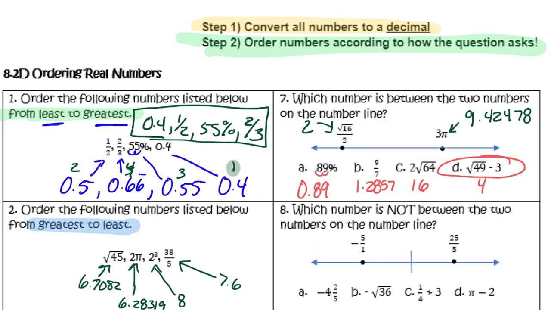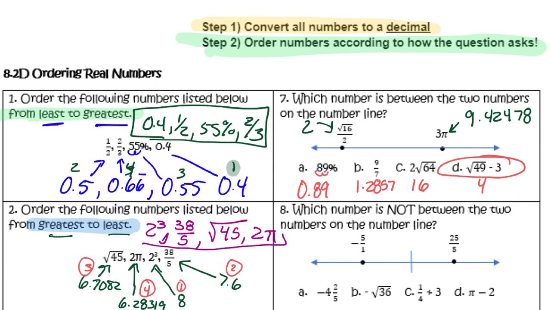Okay, so here I converted everything into a decimal, and now I want to order them from greatest to least. So just looking at it, we can go, this will be my first number. This will be my second number. And now 6.7 is bigger than 6.28, so this would be my third number, and this would be my fourth. So now I'm going to organize them in their original state in order from greatest to least. And there we go. So here is the answer.